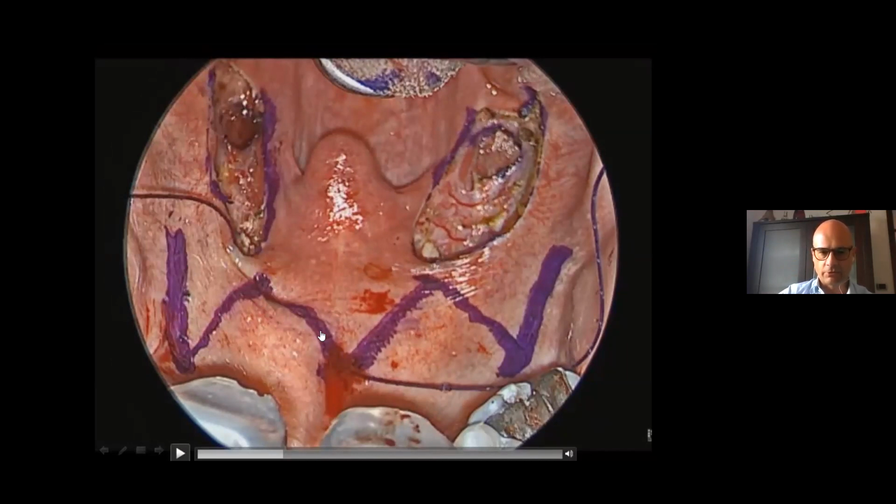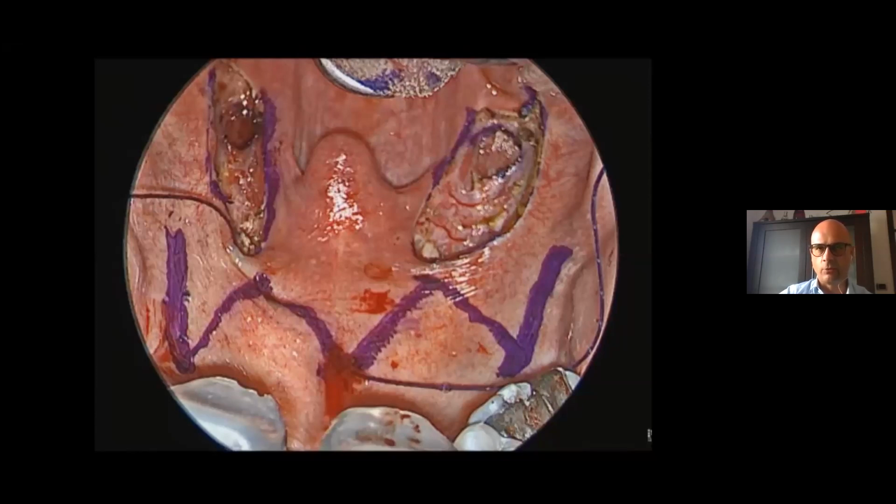It's important because if you stay just below the mucosa, the suture doesn't work because it cannot grasp the muscle. You have to stay inside the muscle to grasp the tissue, the muscle tissue, and to avoid the feeling of the suture to the patient. If you are too superficial, the patient can feel the suture and you can have extrusion of the suture.